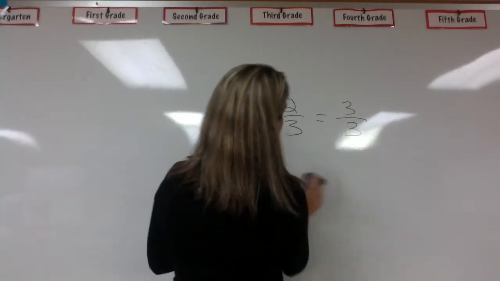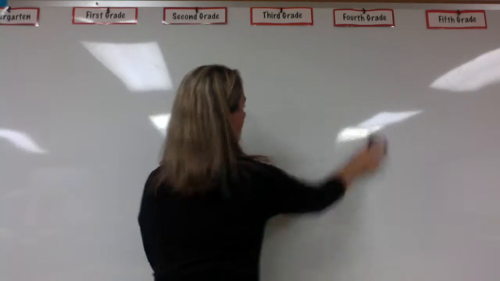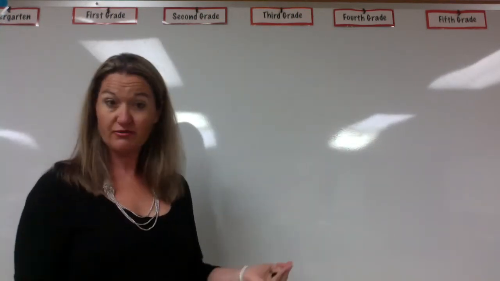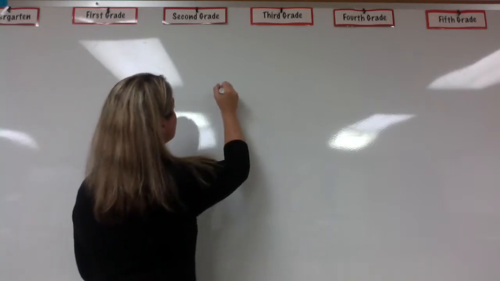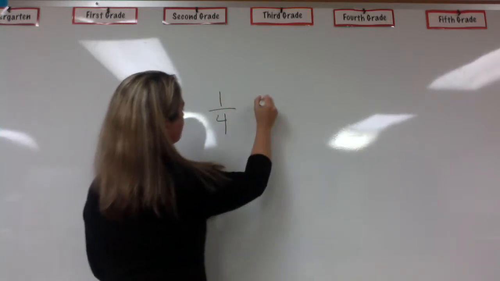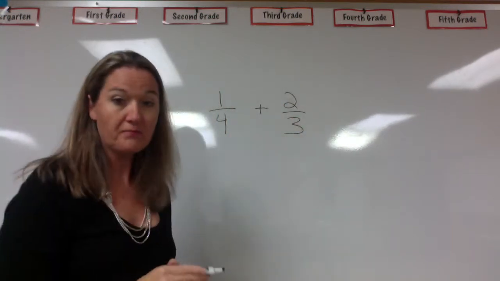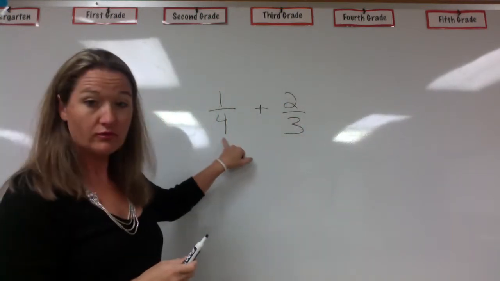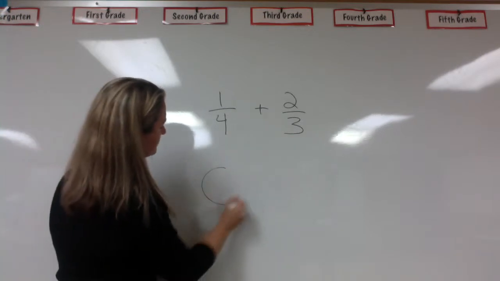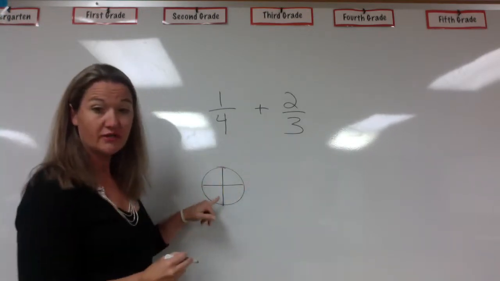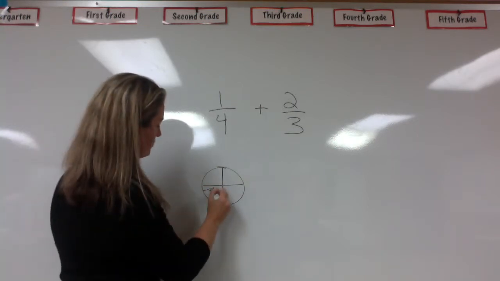In this lesson, we're going to learn how to add and subtract fractions where the denominator, the number on the bottom, is different. So let's look at 1/4 plus 2/3. So we've got 1/4. And that means basically we've got something where it's divided into fourths. So 1/4 is one piece of that.